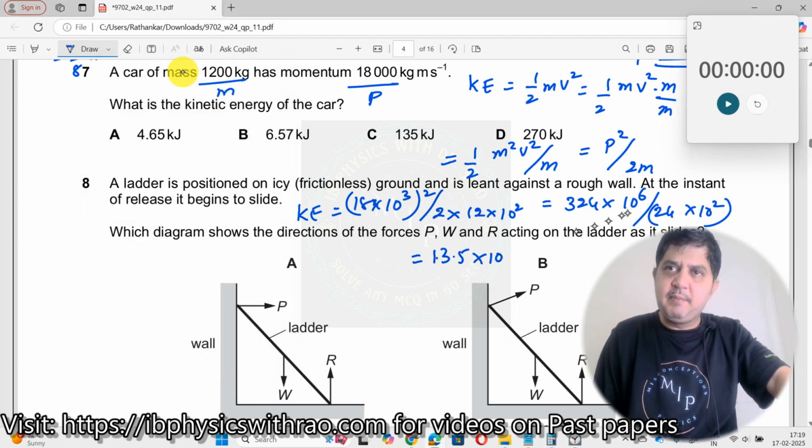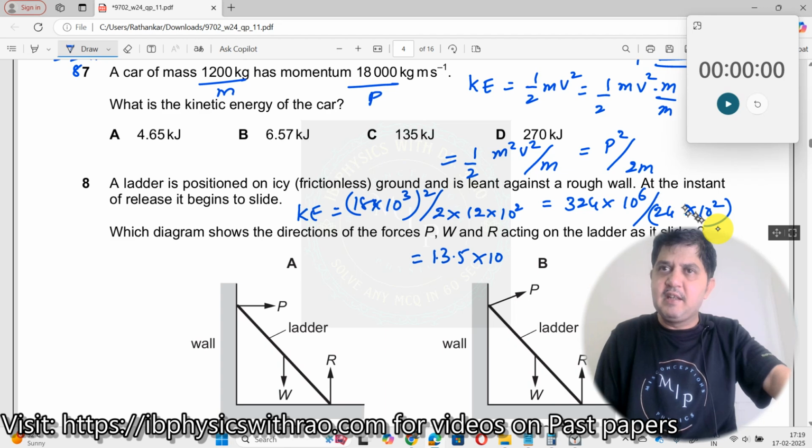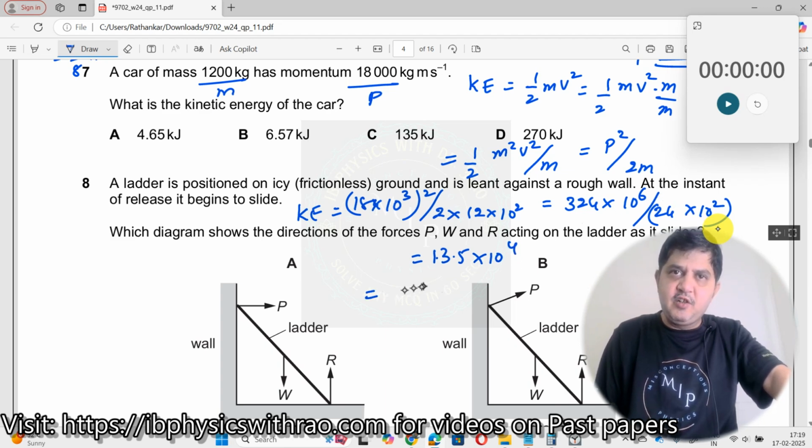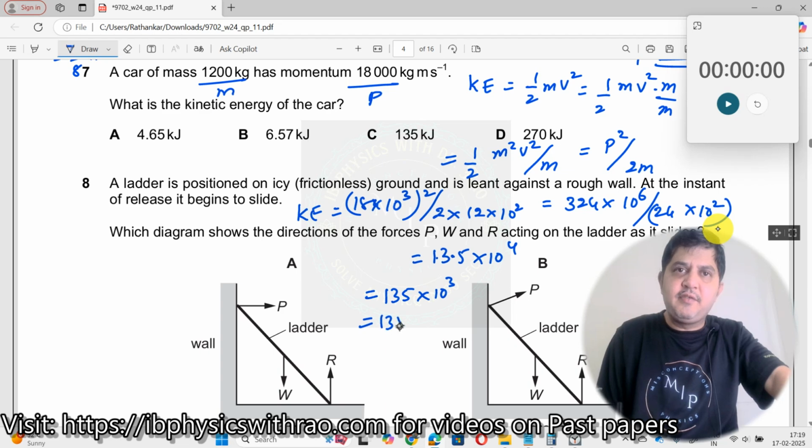13.5 multiplied by 10 power 6 divided by 10 square will be 10 power 4, which should now be equal to 13.5, which should be 135 into 10 cube, and this should be around 135 kilojoules. So the answer is option C here.